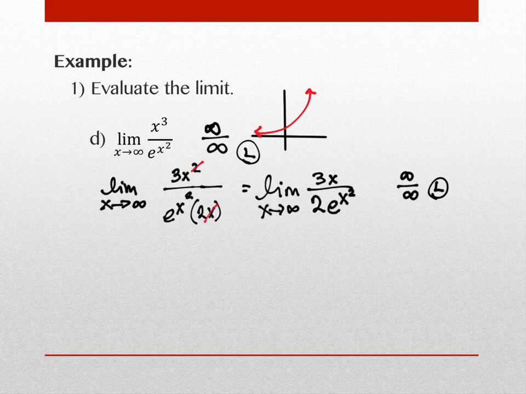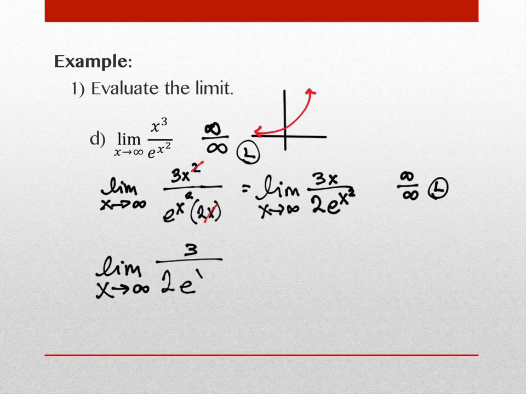Okay, so we're going to take derivatives again. What's the derivative of 3x? 3. So I will not get infinity on top anymore. No matter what happens, infinity on top's not happening. Now what's the derivative of 2e to the x squared? E to the x squared times 2x. You're welcome to try and simplify the denominator, but you don't really need to. The numerator, if I attempt to plug in infinity, is 3.